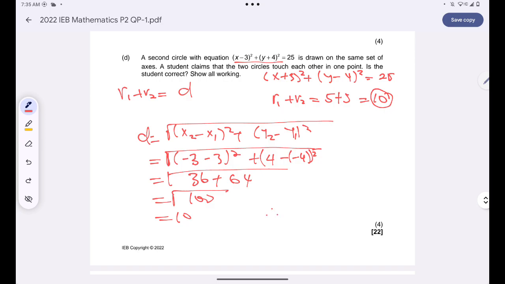So therefore the student is correct. The two circles do touch one another. Why? Because the sum of their radii is equal to the distance apart from their centers. That's how, guys, we could have tackled this question over here.